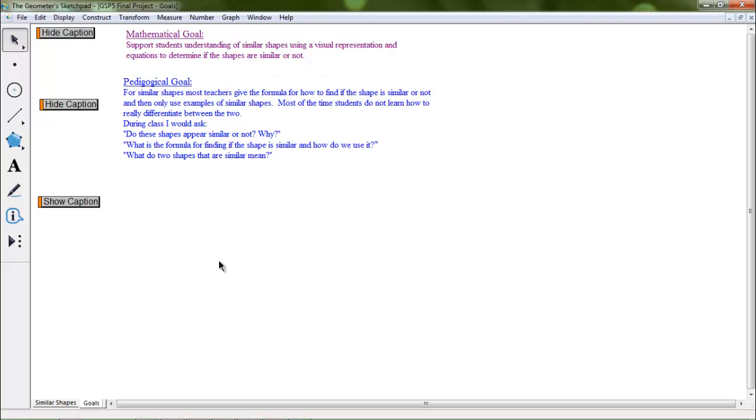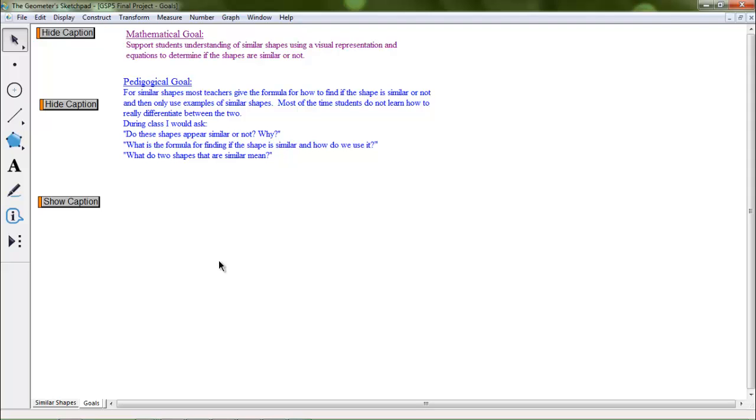We have our pedagogical goal for similar shapes. Most teachers just give the formula of how to find if the shape is similar or not without really going into too many examples and doing it with them, where students need to be taught and do it with the teacher at the same time. So in order for students to be able to differentiate between the two, they need to get a concept and an understanding of both examples.